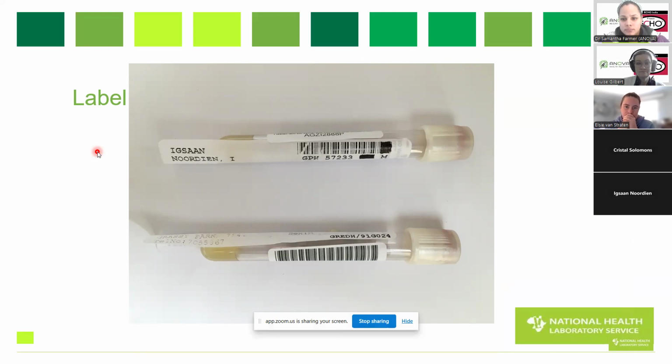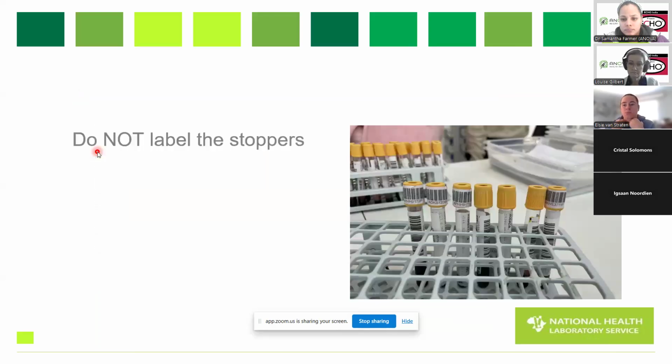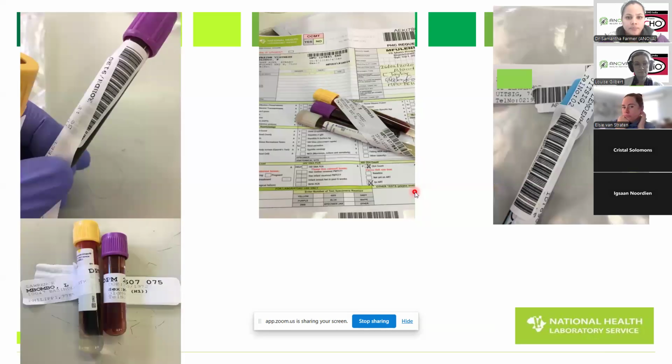Do not label the stoppers. Don't put your stickers on the caps. When we take these caps off, gone is the identification. There's an automatic robotic arm that comes and takes the caps off and throws them into a bin. I wouldn't know the identification of that sample if you put the label on the cap and not on the tube itself.